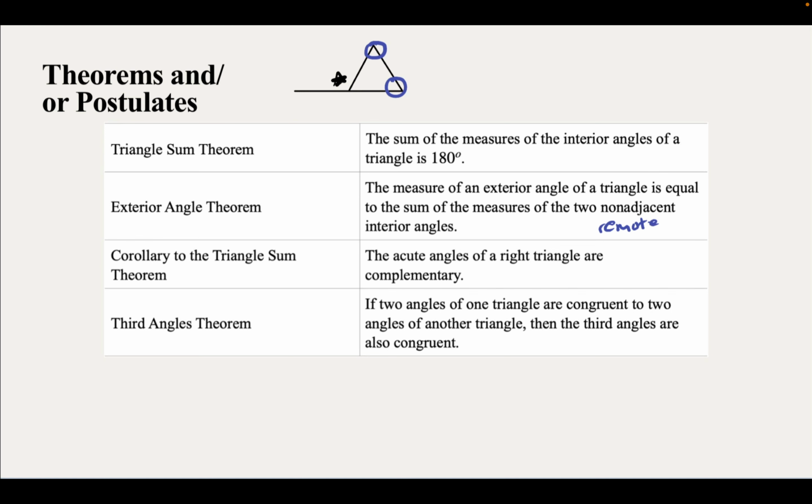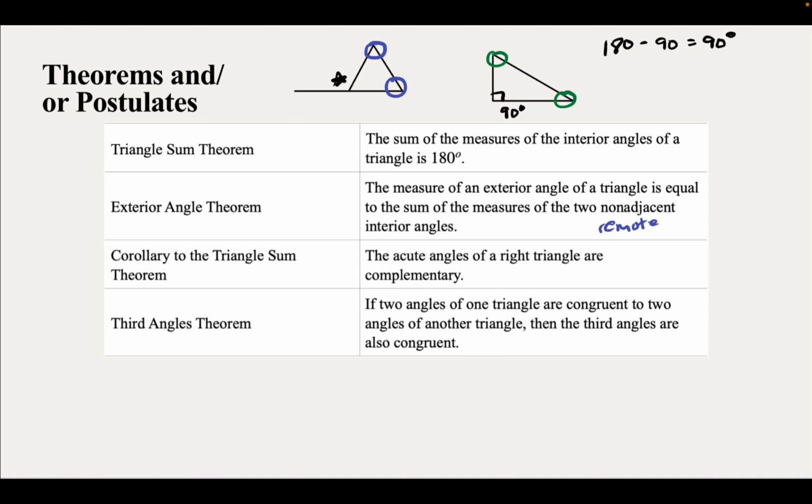Corollary to the Triangle Sum Theorem. Now, a corollary is a statement that's made based off a theorem. So we could have a theorem and then say, well, because this theorem is true, this is also true. That's called a corollary. This one says that the acute angles of a right triangle are complementary. Let me draw out a right triangle. Why is this true? Okay, I know that this angle right here is 90 degrees. I also know that all triangles have to add up to 180. So what's left for those two remaining angles? 90 degrees. These two angles here have to add up to 90 degrees. That's what the corollary is saying.